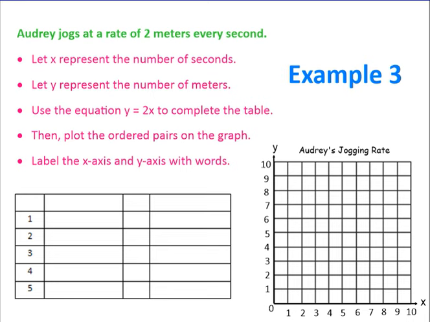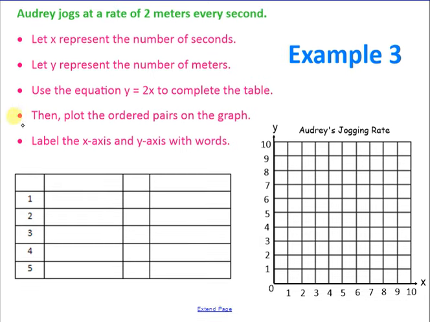Now, this time I'm giving you a word problem, and what you're going to do is fill in the chart with the information from the word problem. So Audrey jogs at a rate of 2 meters every second. Let x represent the number of seconds. Let y represent the number of meters. Use the equation y equals 2x to complete the table. So all we're doing is filling in with the information. Then plot the ordered pairs on the graph. Label the x and y axis with words.